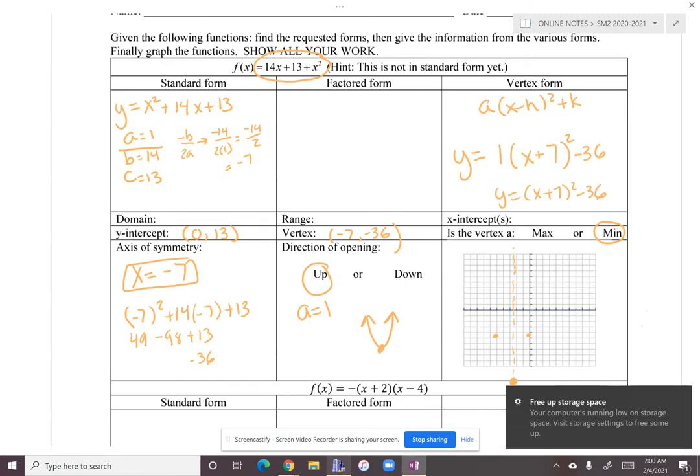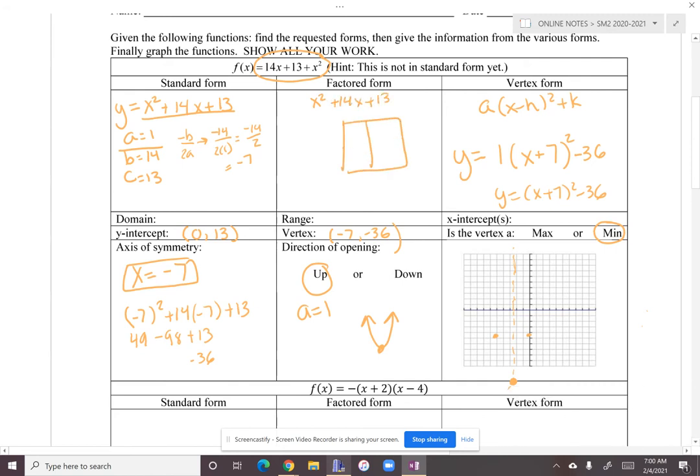Okay, the last one to do is this factored form, which is where I'm going to make my box. So I'm going to take this equation in standard form and make my box. So I have x squared plus 14x plus 13, and I make my box to factor it. I put the first term in the first box, last term in the last box, and then I need to figure out how to split up this 14 so it multiplies to 13 and adds to 14, and the only things that multiply to 13 are 1 and 13. And luckily 1 plus 13 is 14.